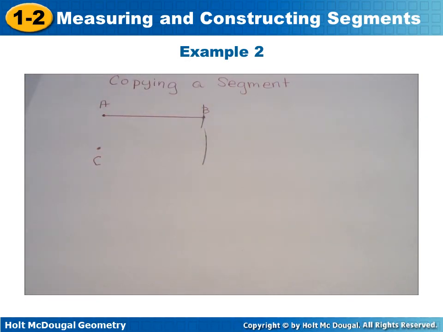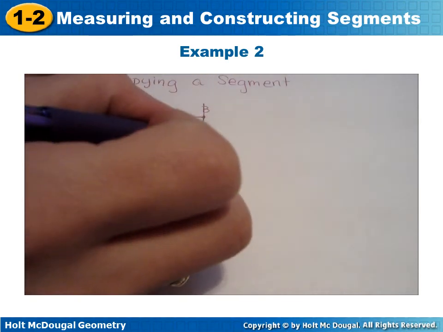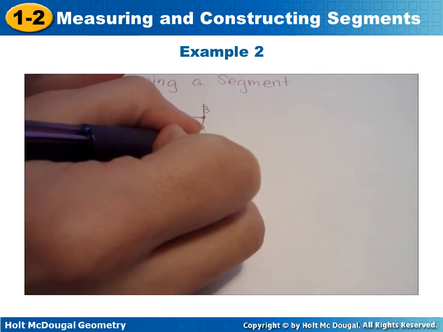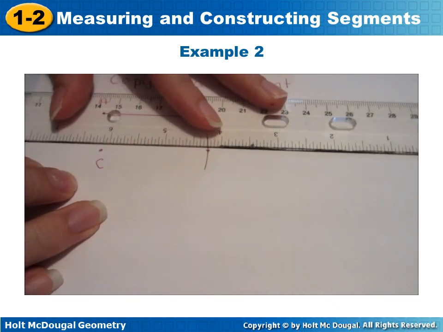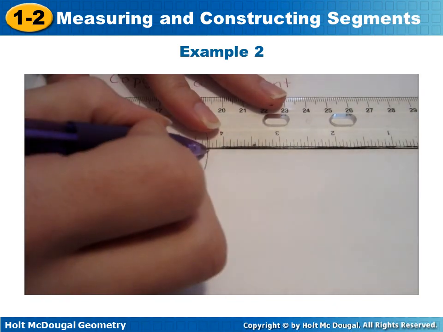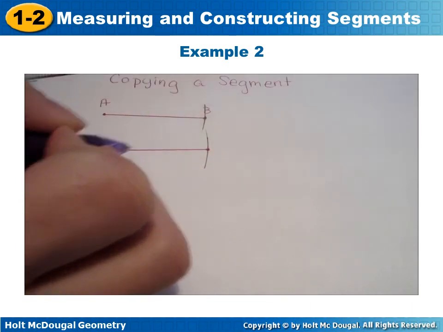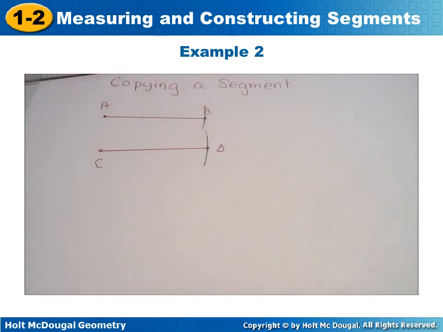Next, you want to pick a point on your arc and connect it with your ruler. And we're going to label the point on our arc point D. And that's it. That's copying a segment using a compass and a ruler.